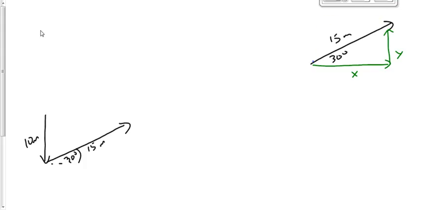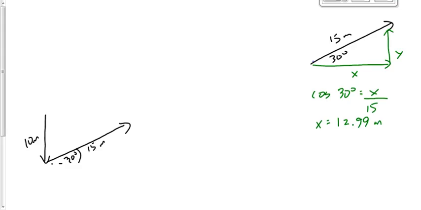All right, let's find the x component. Which side of the triangle is the x component here? It's the adjacent side. So if we think about SOH CAH TOA, which trig function am I going to use to find the adjacent side? I'm going to use the cosine function. Cosine 30 degrees is equal to adjacent over hypotenuse. 15 times cosine 30, I believe, is 12.99.